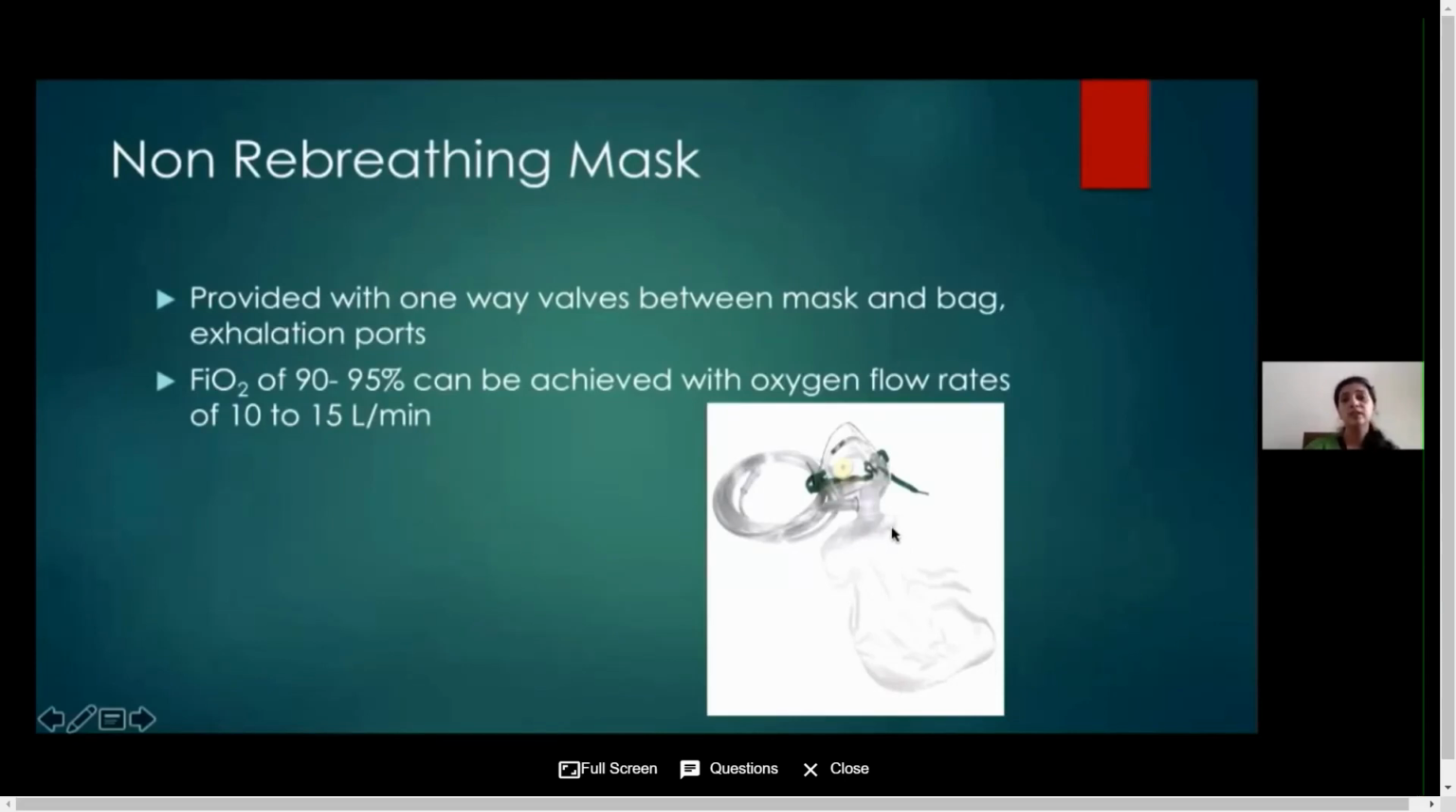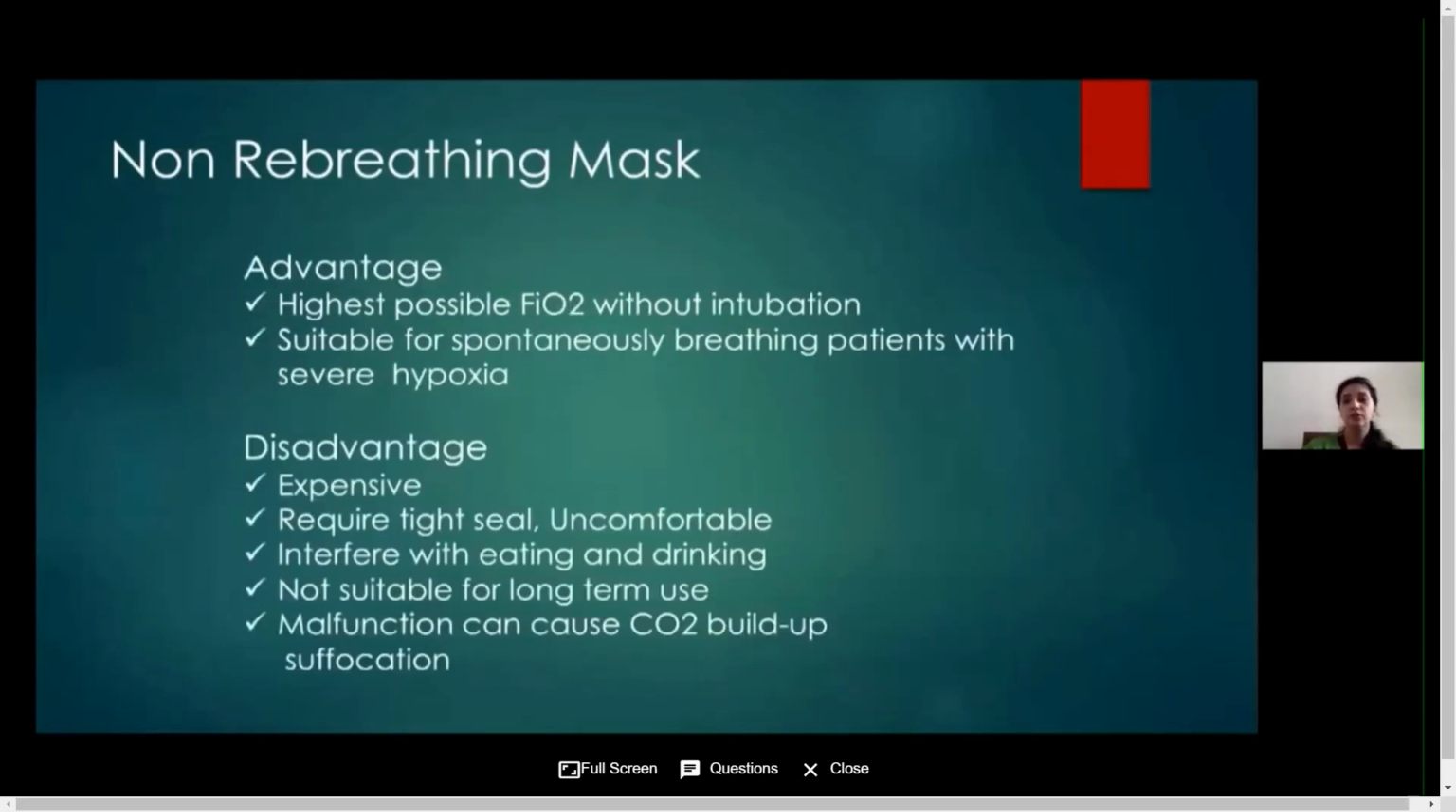When the patient is not breathing or inhaling, the oxygen that comes through this oxygen supply device will accumulate in this bag, thereby forming a reservoir of oxygen. And you can give up to about 95% of oxygen at 15 liters of oxygen flow. The advantages are you can give a very high oxygen concentration without intubation, and it's suitable for spontaneously breathing patients who are in severe hypoxia.